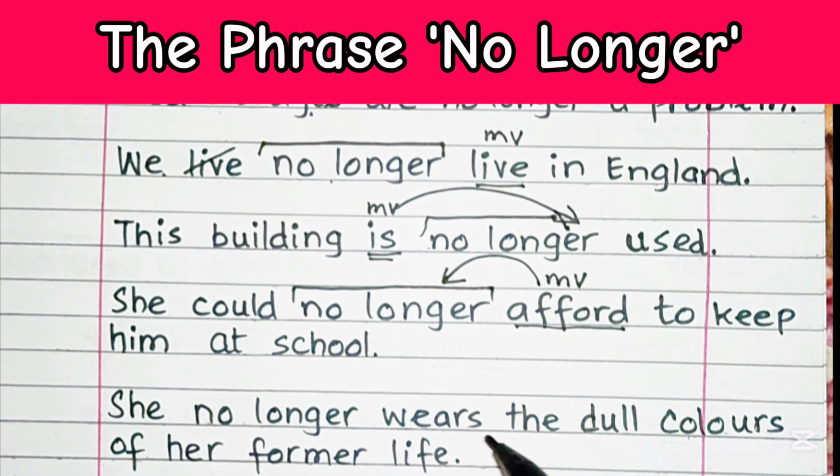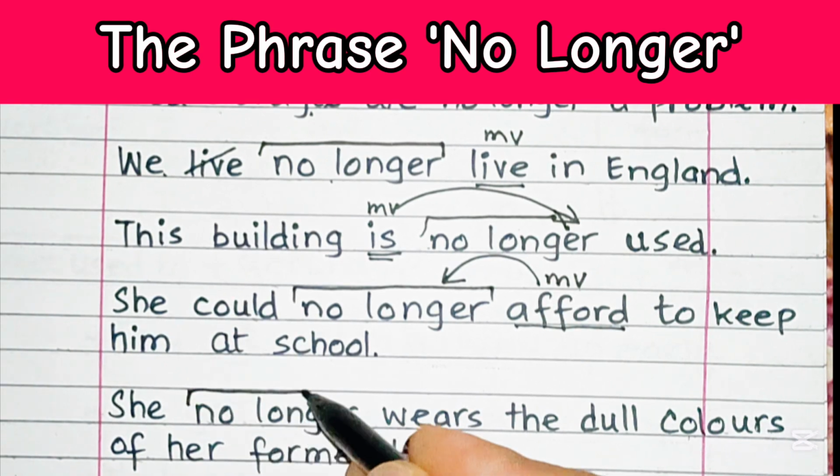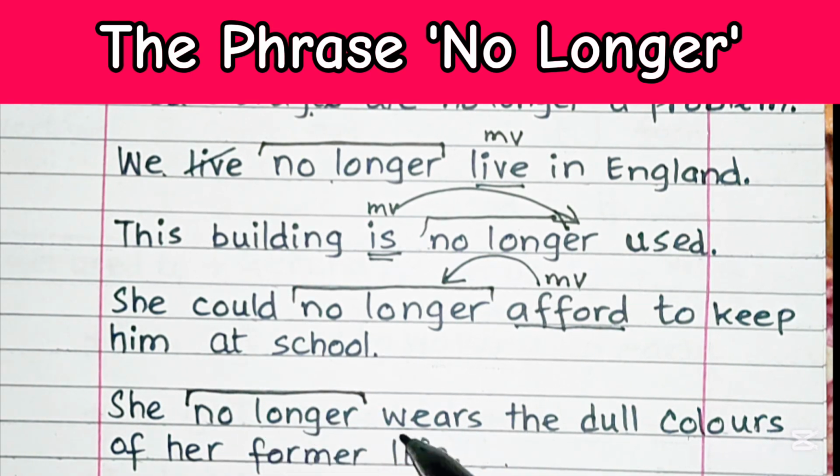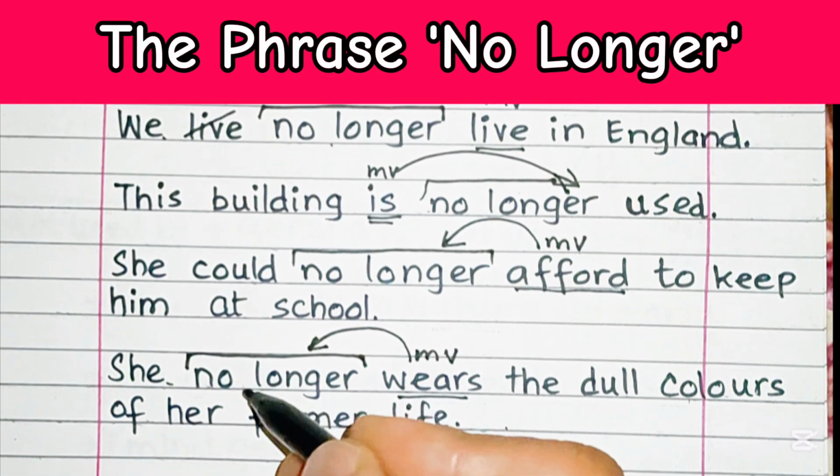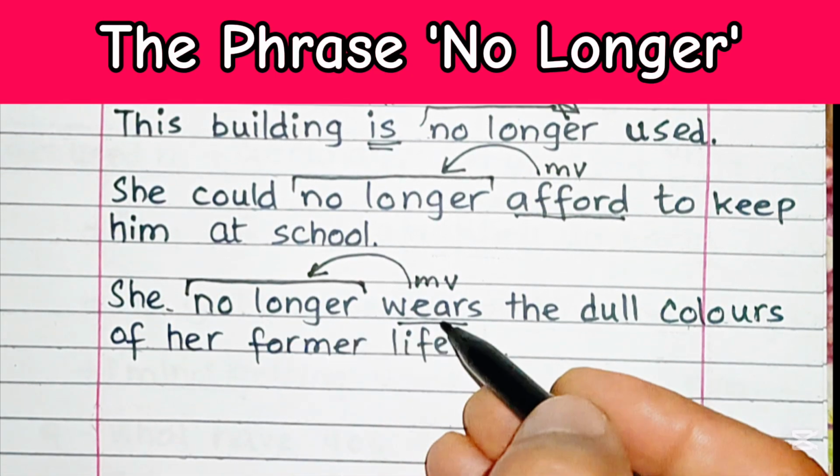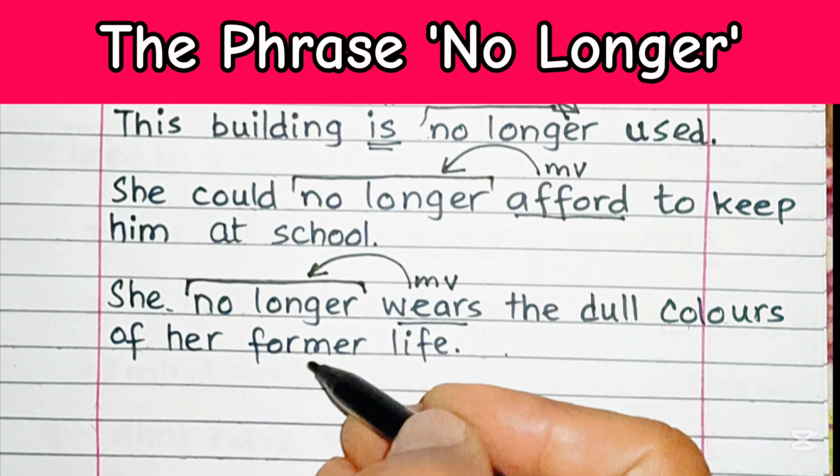She no longer wears the dull colors of her former life. Again over here, this is the phrase "no longer," and then this is the main verb. She no longer wears. The main verb is to be put just after this phrase "no longer." She no longer wears the dull colors of her former life.